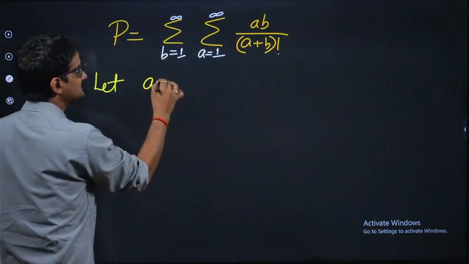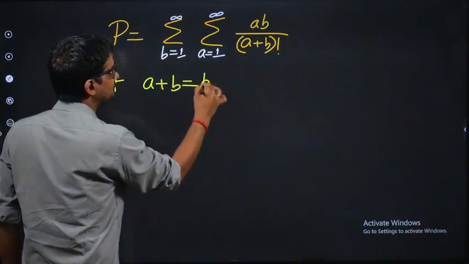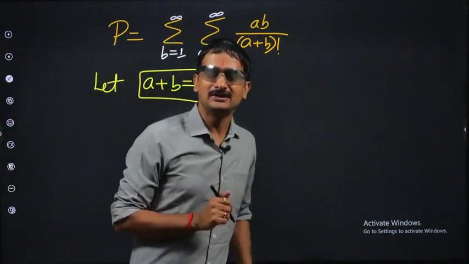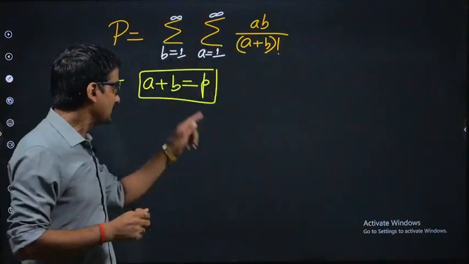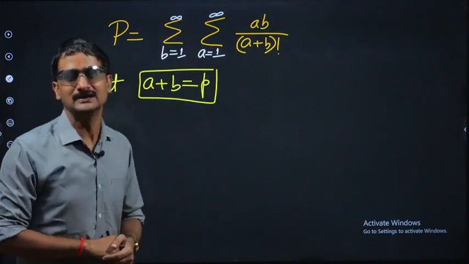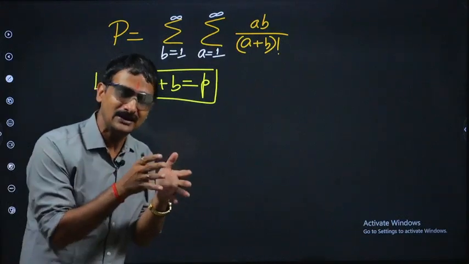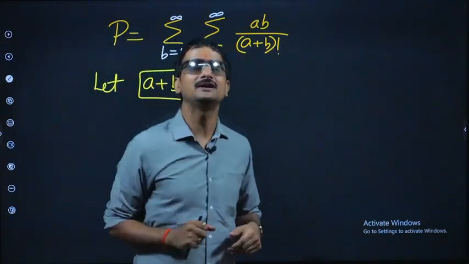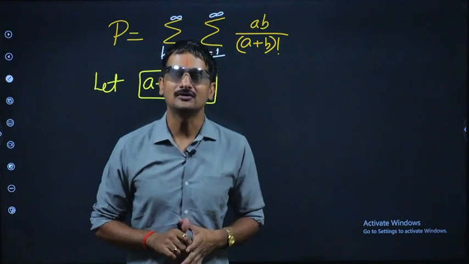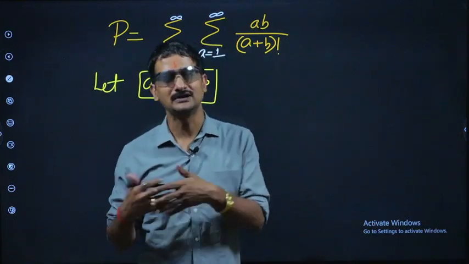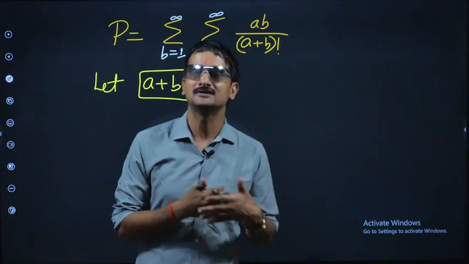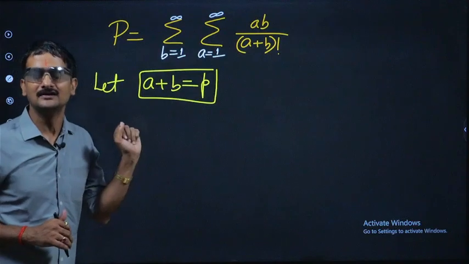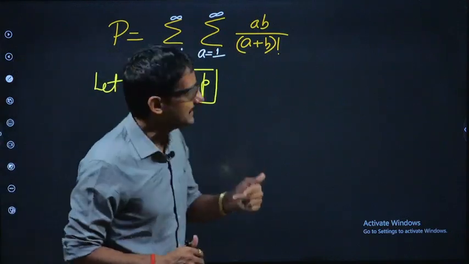To take care of that, we can say, let us start with a plus b equal to p. How will it help? Because now our one variable will be p, and then p factorial can be handled. Within a factorial, if you have two different variables and you have to simplify the factorial, whether in a series or anywhere else, it's really a difficult task. So that's the idea here: replace a plus b by p.